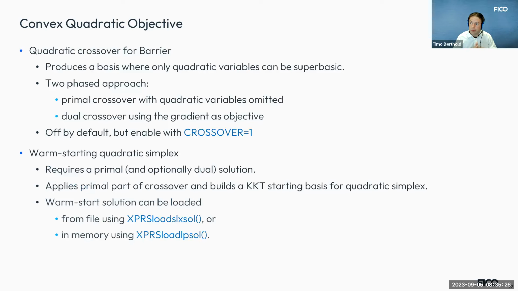Also, we now have a quadratic crossover for the barrier algorithm. So for solving QPs via barrier, you now get some new features. We also implemented a warm start for quadratic simplex, not only internally, which is something that we had, but you can now warm start by loading a solution into the solver, and then warm start from that solution. You might get this, for example, from a previous iteration of your QP solving procedure in your problem solving chain.